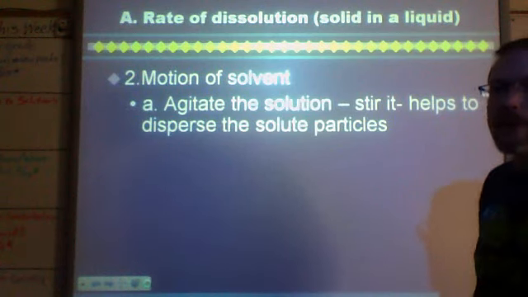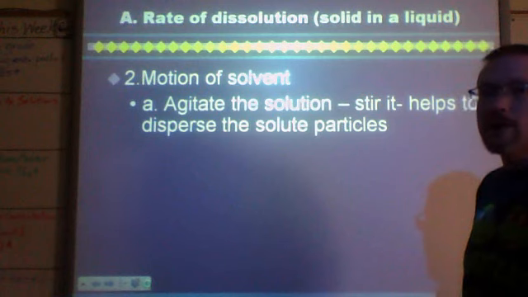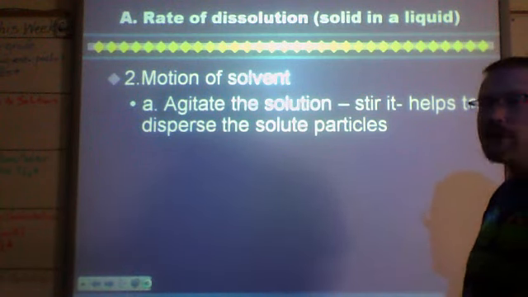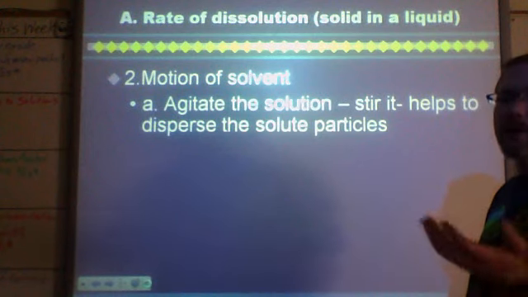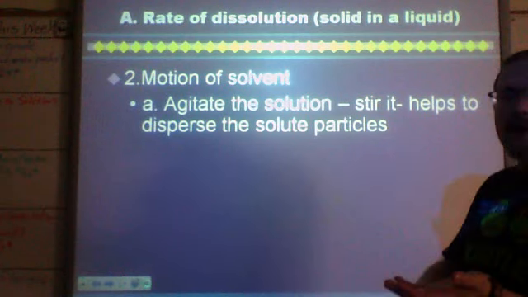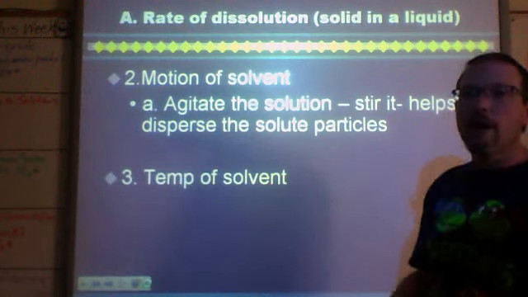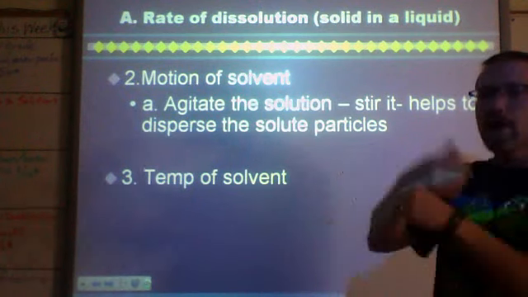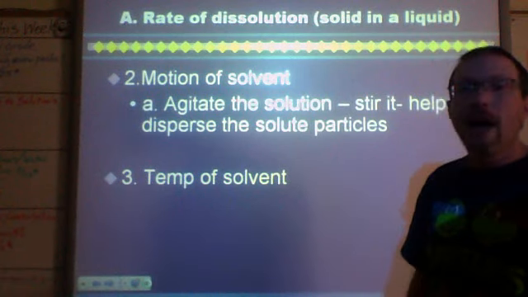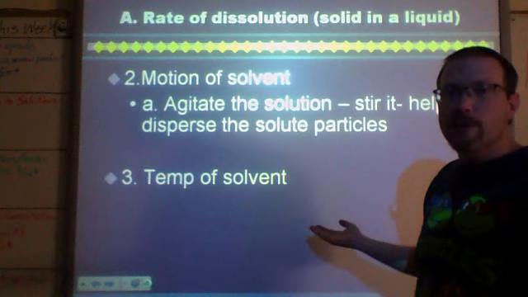I can also increase how quickly something dissolves, if it's a solid and a liquid, by stirring the liquid, by agitating it. And again, think about tea. If I sweeten up my tea, I pour in sugar, it'll just sort of sit there and dissolve very slowly. If I take a spoon and stir it, then it will dissolve faster, because what I'm doing is I'm increasing the motion of those particles, and they're running into the solute more often with greater energy, and they're taking it apart faster. I can also increase the motion of my solvent particles by increasing the temperature of my solvent.